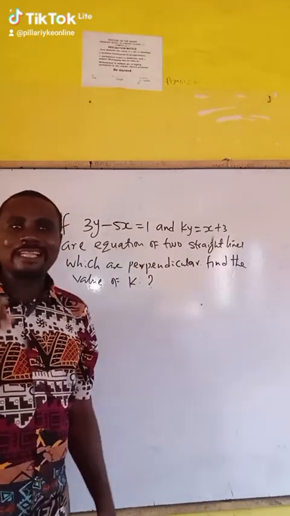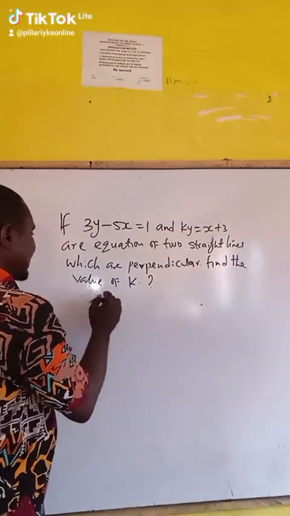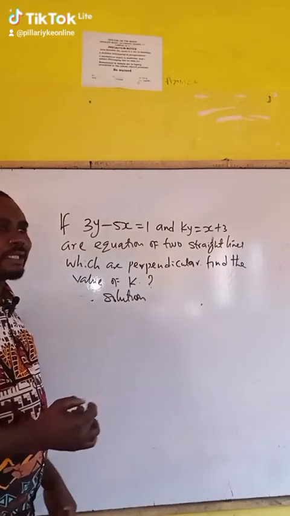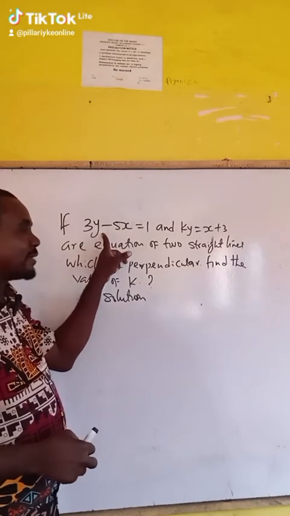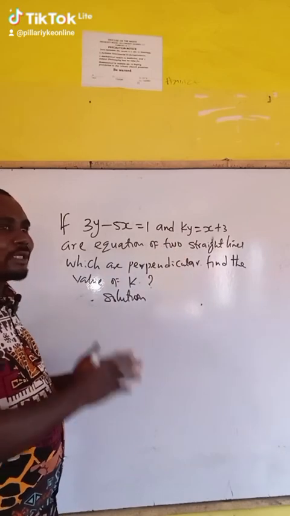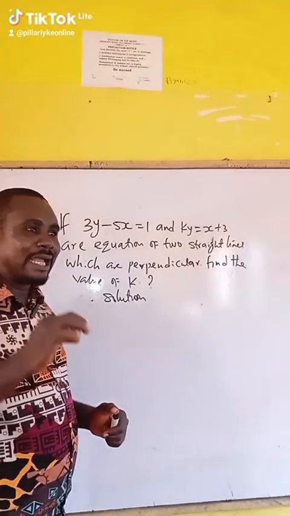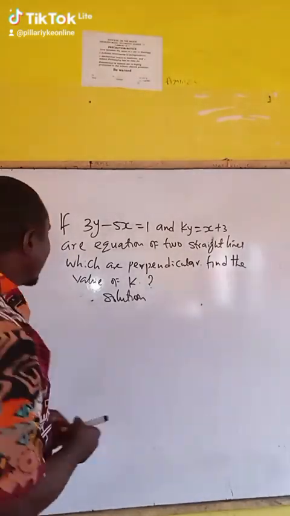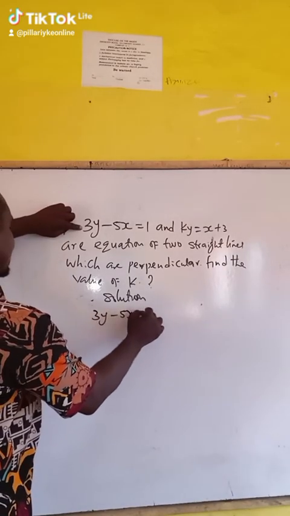Solution. For two straight lines to be perpendicular, the gradients of the two straight lines, the gradient of the first line called M1 and the gradient of the second line called M2, the product of the two gradients should give you -1. And once it is -1, it means that the two lines are perpendicular to one another.